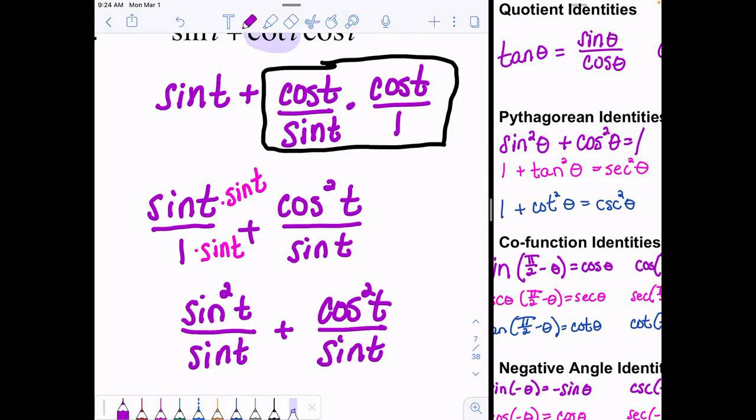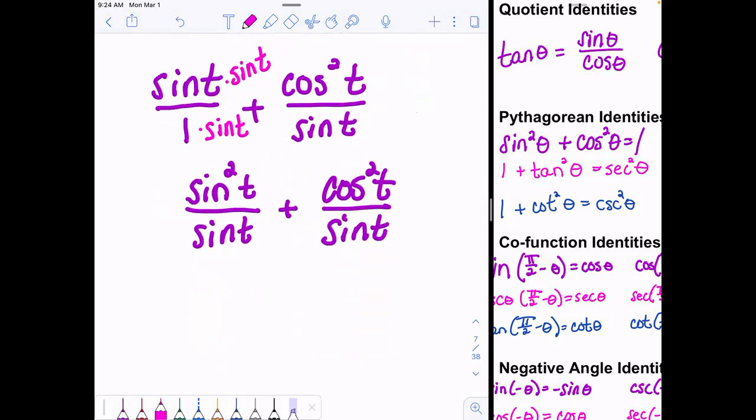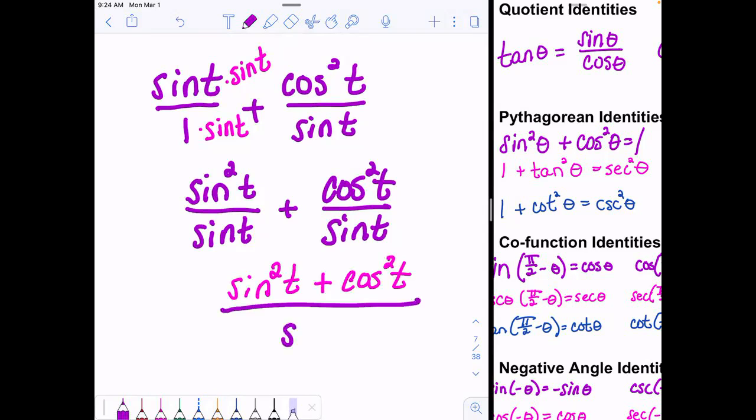So the whole goal of a common denominator is so that you can add the numerator together. Don't cancel anything. You just got a common denominator. This plus sign means I can now add the top. So if we add the top together, we have sine squared plus cosine squared all over the denominator, which is just a sine. So regular rules apply. If you're adding fractions, you add the numerator and you keep the common denominator.